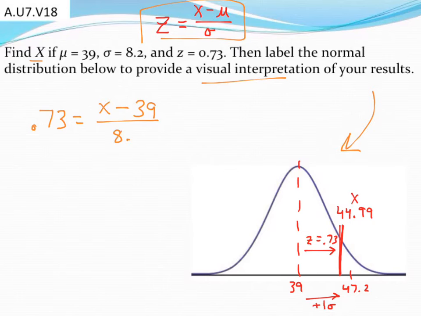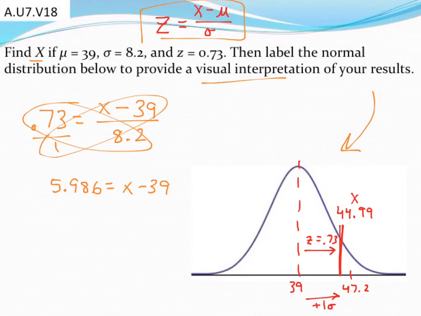my standard deviation, they tell me is 8.2. So solving this equation, what might be helpful is to put that over 1, and if you see this written as a proportion, you probably know just what to do. If I start with cross multiplying this way, I end up with 5.986 equal to x minus 39 when I distribute that way. Adding 39 to both sides, I find my missing x value to be approximately 44.99 for this problem. So again, that's what we're looking to do mathematically.